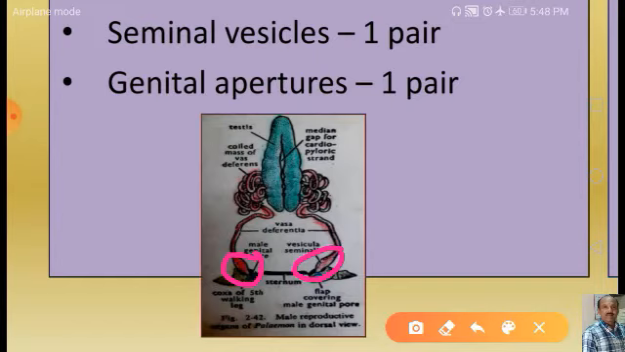So that's why you need to observe carefully to see the male genital aperture. It is present below the integument, so you have to keenly observe for its appearance.